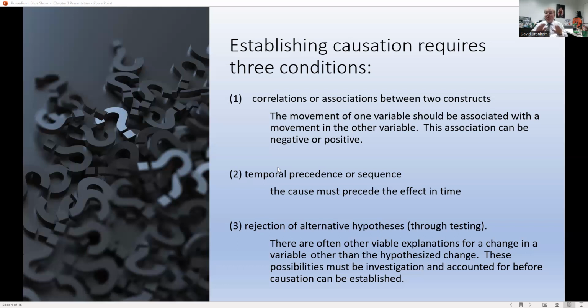But then I have to reject the alternative hypotheses as well, which would be that the higher your population is, the more you'll have of each. So I would have to control for my population to establish cause and effect. And controlling for population would erase that cause and effect. So there are often other viable explanations for a change in a variable other than the hypothesized change. These possibilities must be investigated and accounted for before causation can be established. So establishing causation you must have correlation, temporal sequence, and be able to reject confounding explanations. So it's a high standard to meet.